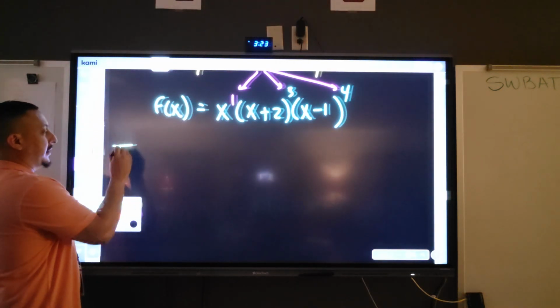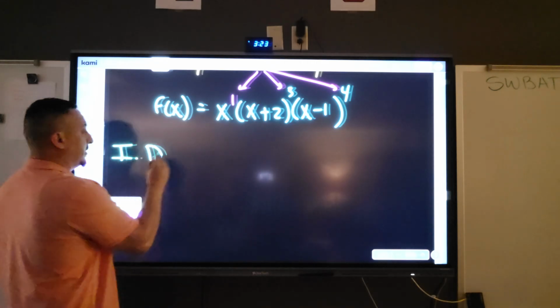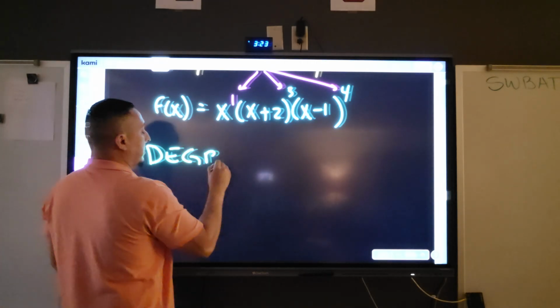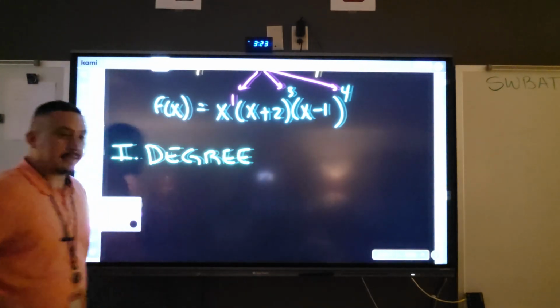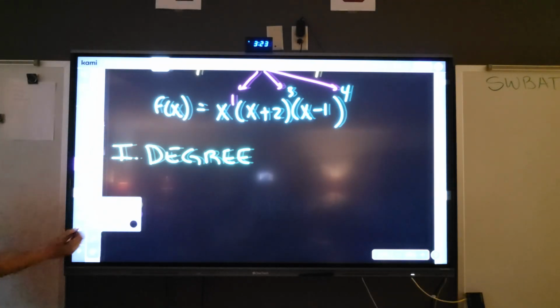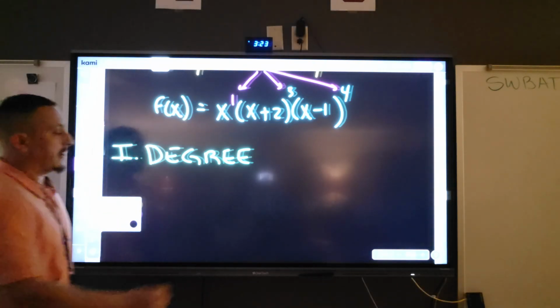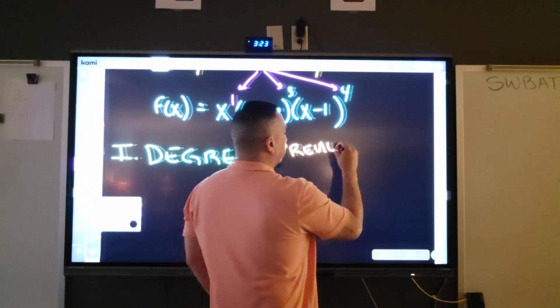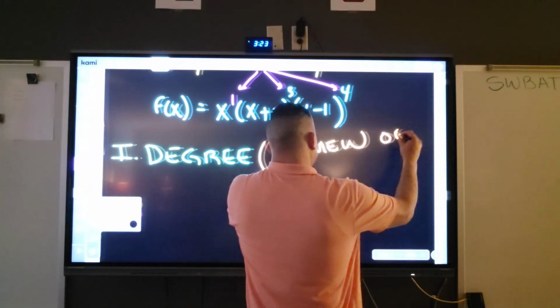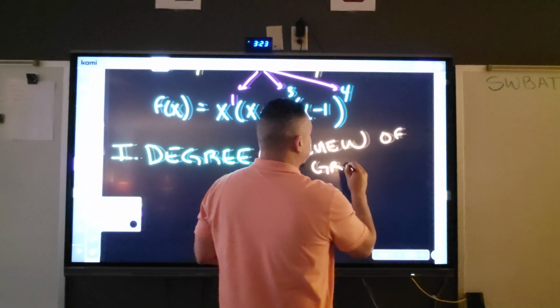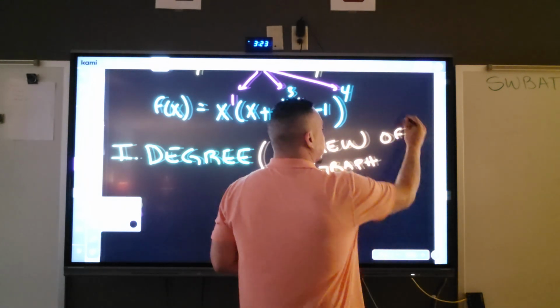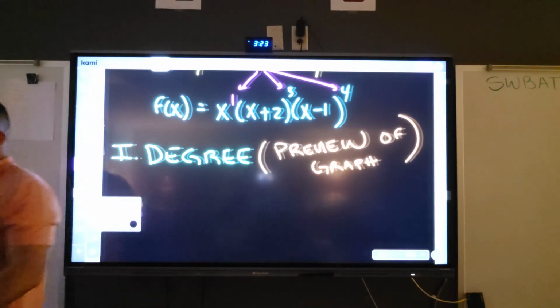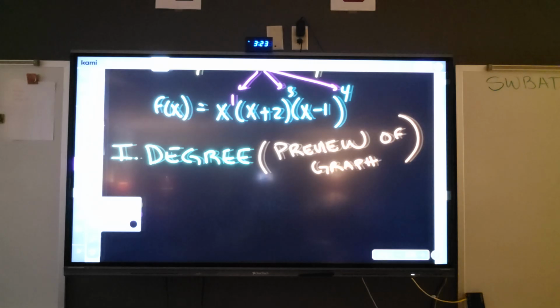Okay, so that's multiplicity. Let's go up a little bit and let's talk about degree. Okay, so number 1, what's a degree? More specifically, the degree of the function. Okay. Why do we need a degree? Basically, it's going to give us a preview of the graph. Okay, that's what we use the degree for. If you tell me the degree, I can tell you what it's going to look like.